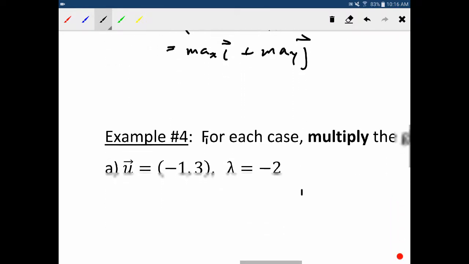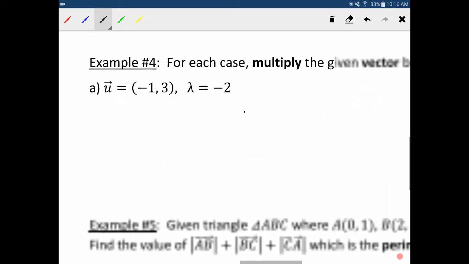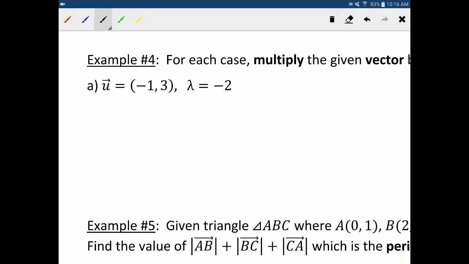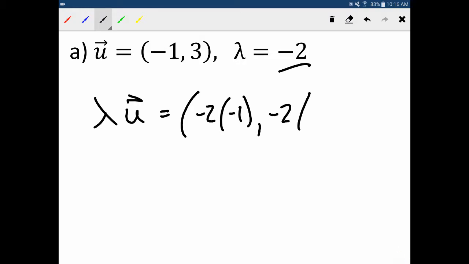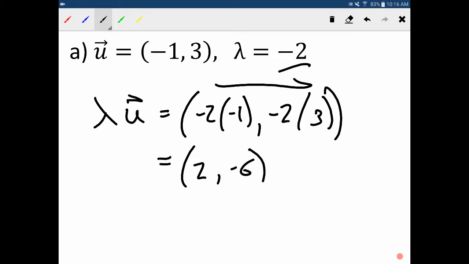So for our example here, we're just going to multiply the vector u by lambda, in which case we've got lambda u is equal to, so we're multiplying by negative 2, so we'll have negative 2 times our x component, which was negative 1, and then negative 2 times 3. Okay, so we'll have (2, negative 6).